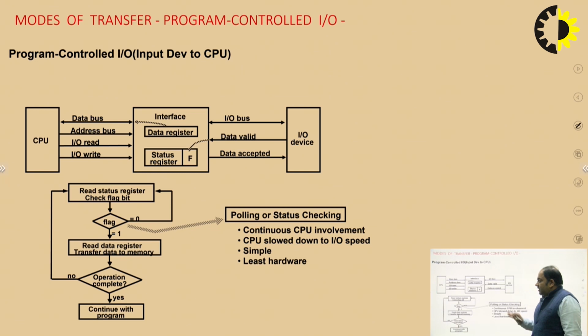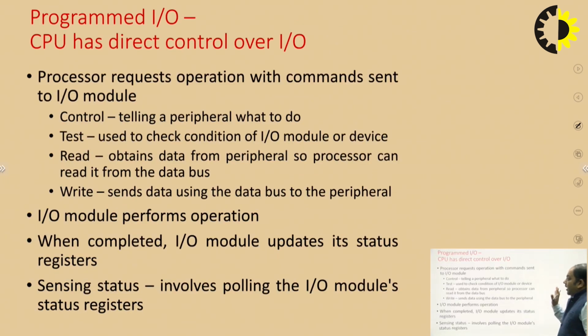So after this, the program input output transfer consists basically of 4 commands, which are control, test, read and write. What is control? In control, we tell the peripheral device what to do. In test, there is a check of the condition of the input output peripheral device, whether it is switched on, switched off, in working condition or not in working condition.